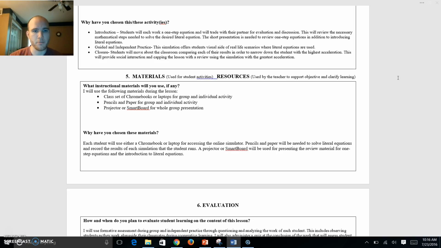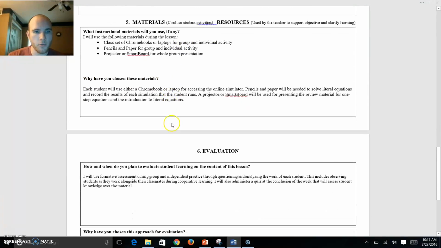And then the projector smartboard for whole group presentation. So I'll be using that for after they work their one-step equation, a quick review, and then move into the introduction to literal equations before they move on to the simulator. Alright, and that I covered. So why have you chosen the materials? That's pretty much what I just went over.